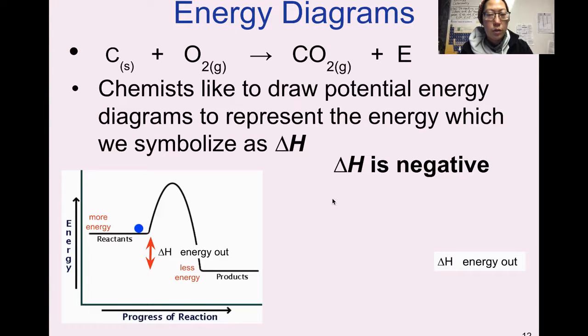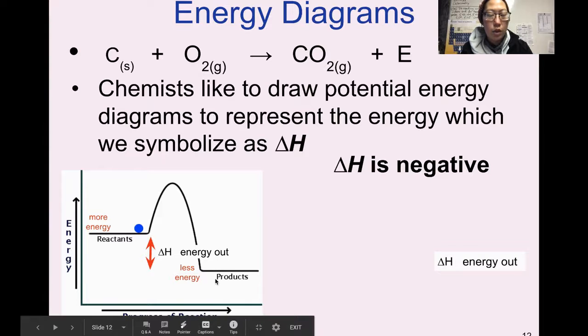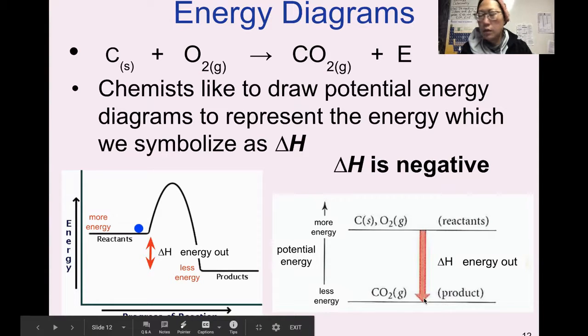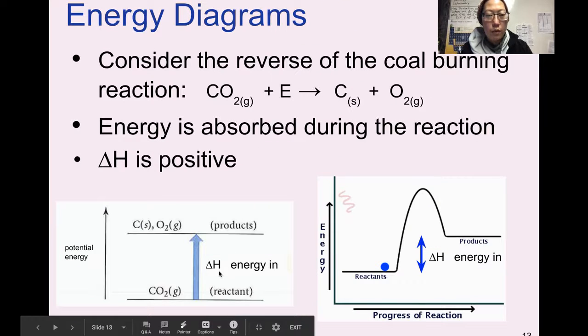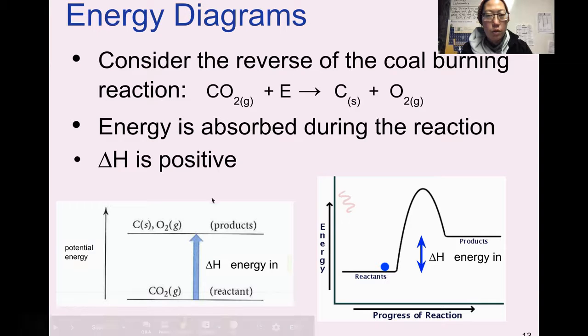Again, just a reminder of energy diagrams. Here we have an exothermic reaction, and here is another way to represent the exothermic reaction in a simpler way. Here we have an endothermic reaction. The products are higher in energy than the reactants. Again, here's a simple way to represent an endothermic reaction. This would apply to the reverse of the coal burning reaction, if we took carbon dioxide, added some energy, and changed it back into coal and oxygen.